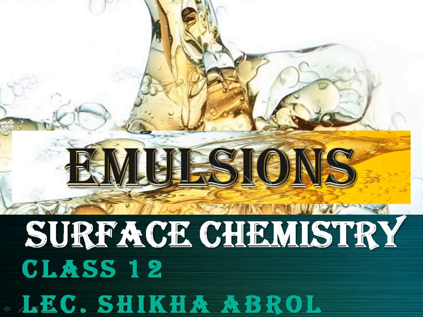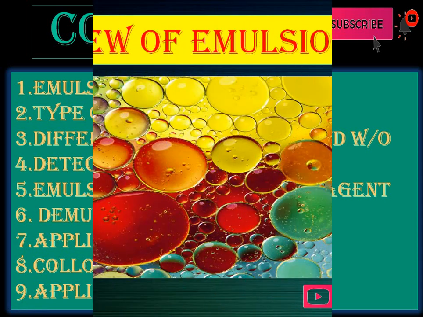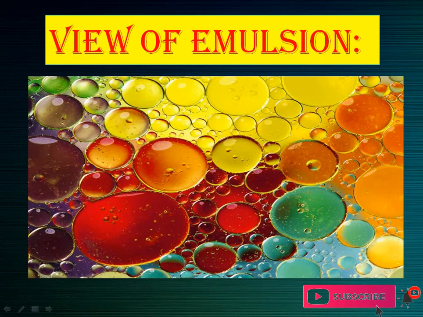Hello everyone, this is our next video lecture regarding class 12th chapter surface chemistry and the topic is emulsion. Here we will discuss emulsion, types of emulsion, what is the difference between the different types of emulsion, how you will detect the types of emulsion, what is an emulsifier, what are emulsifying agents, what is a demulsifying agent, and what are the applications of emulsions.